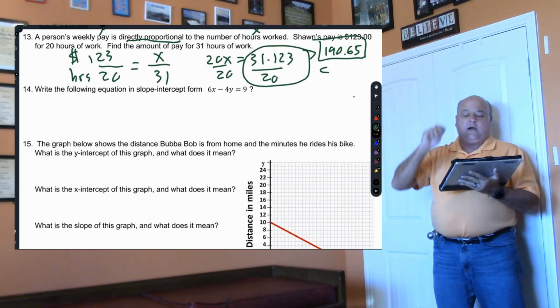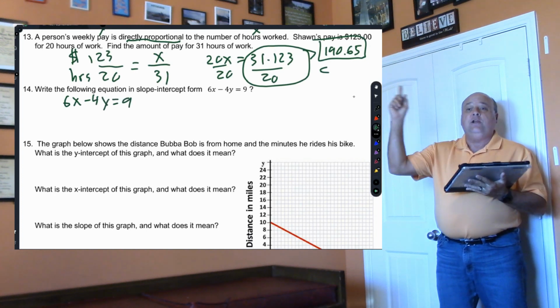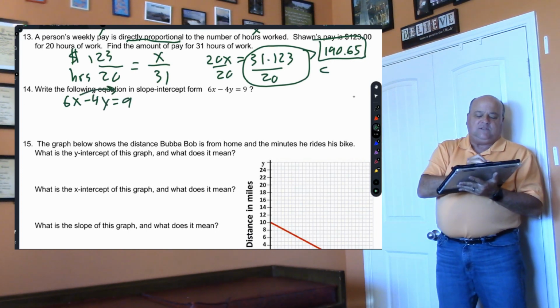Right here, another one. We're going to make it slope-intercept form. So 6x minus 4y equals 9. I'm going to do it both ways. So we're going to move the 6x over.